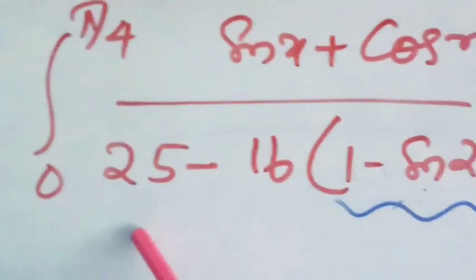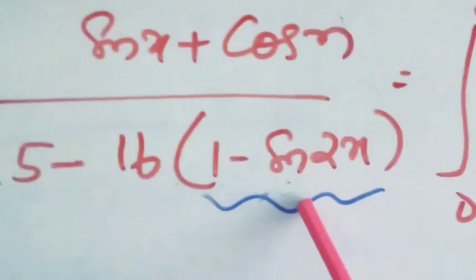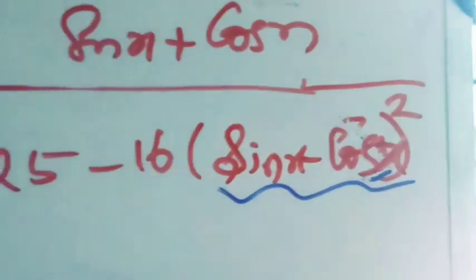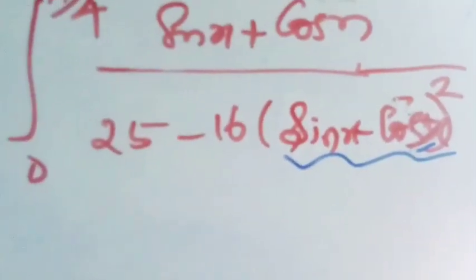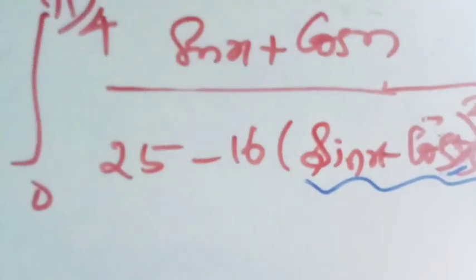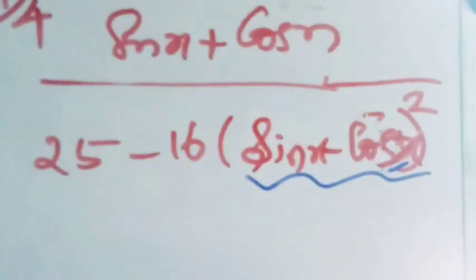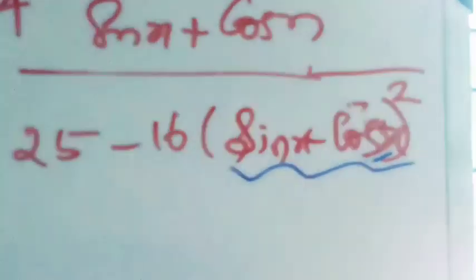9 plus 16 is 25, minus 16 into 1 minus sin 2x, you take the minus outside, and for that 1 minus sin 2x, you write it as sin x minus cos x the whole square, because the numerator is sin x plus cos x, and you should write the denominator as sin x minus cos x the whole square for this 1 minus sin 2x.